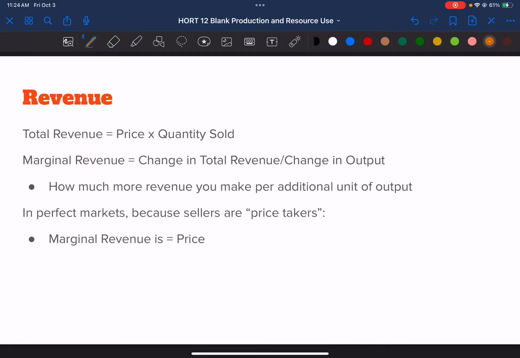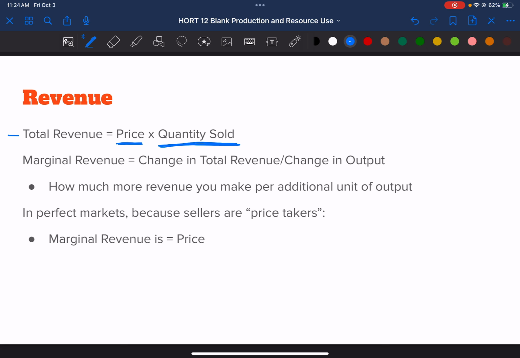Okay, let's talk about money. Revenue. Revenue is basically the total amount of money that comes in from the sale of a product. So we have the price of the product times the quantity sold. Pretty simple. Just how much the customers are paying in total for a product.